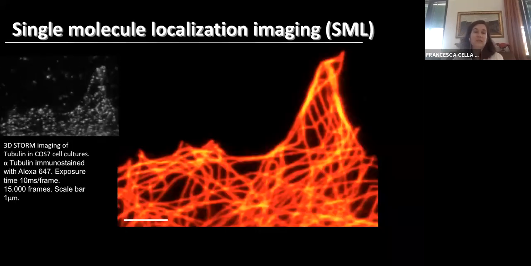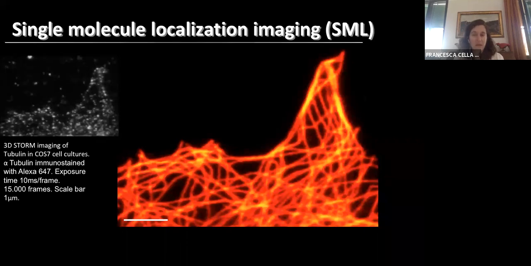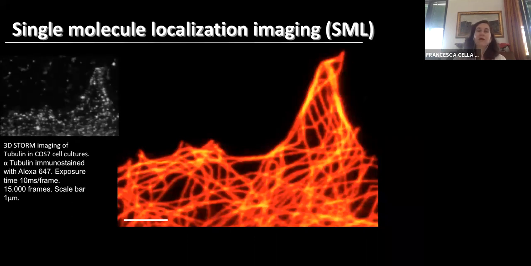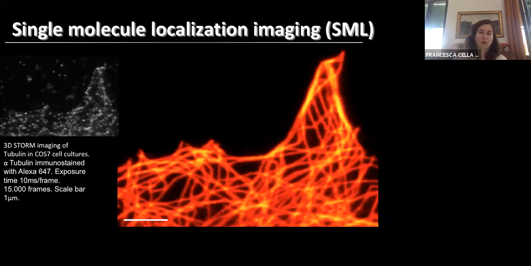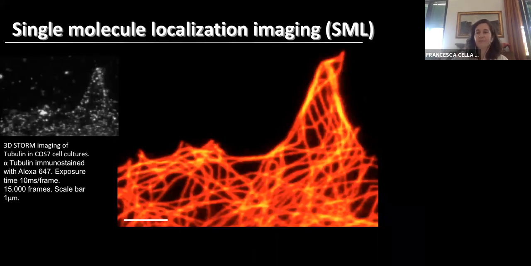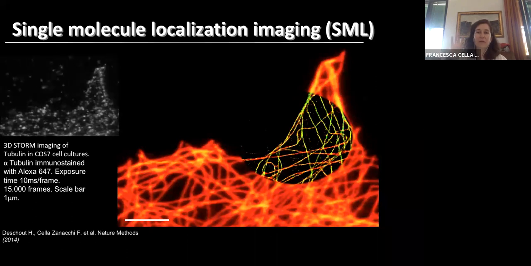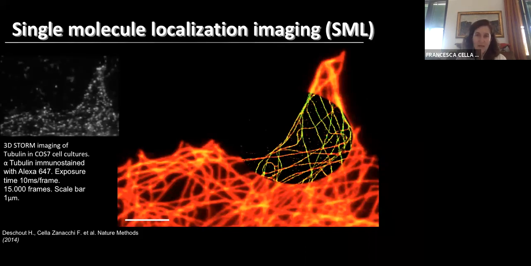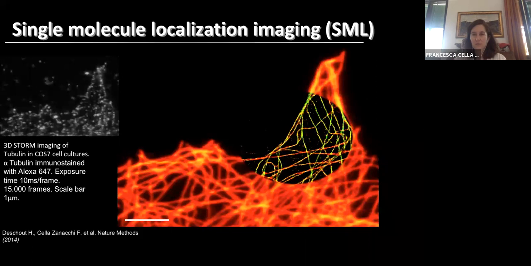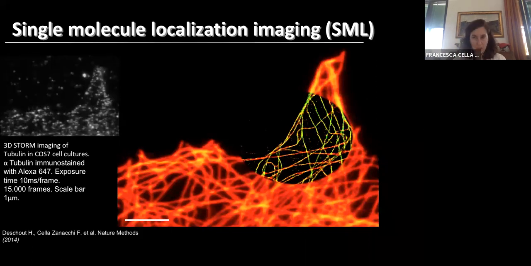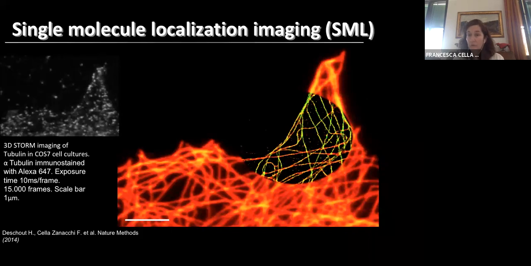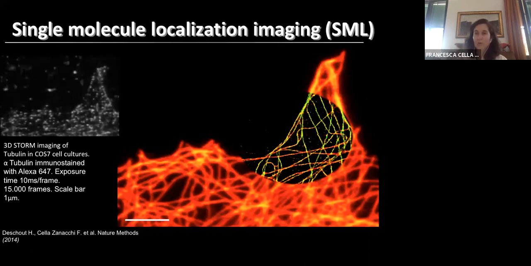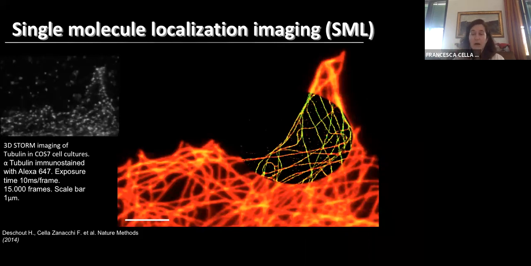So here you can see an example in a cell. Here you have cells where microtubules have been labeled with Alexa 647, for example, and you can switch the molecules on and off, record enough frames, and in the end, you can have a super resolved map of the molecules you localize. And this is how a single molecule localization image looks. You can see that it's color coded from green to red because it's also a 3D technique. So we can also assign, using astigmatism, for example, the axial position with high resolution.